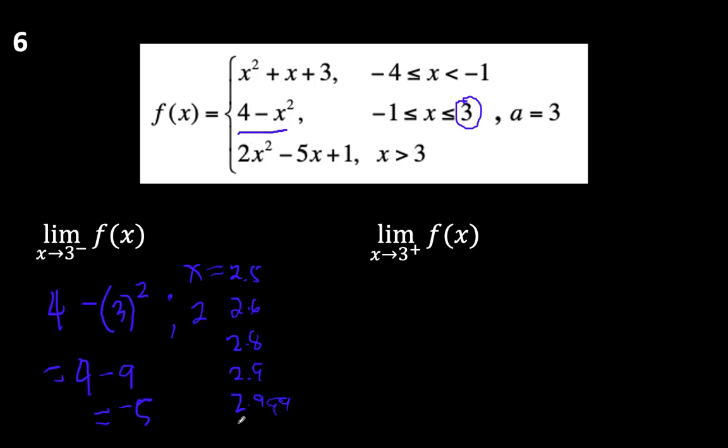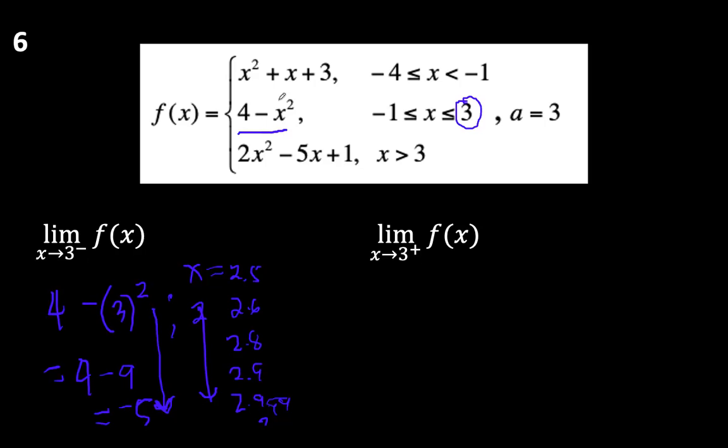2.999, and also 3, and check the value of f of x once you substitute these values of x in f of x, okay? And find the pattern or the trend in the values of f of x once you substitute these, and you will see that it approaches negative 5, okay? I hope you got my point there.